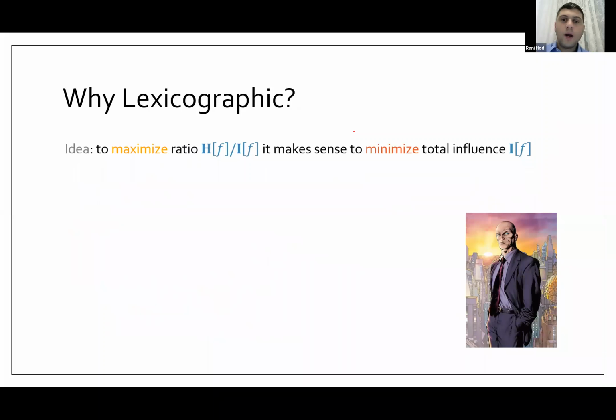So why should we care about lexicographic functions? What good do they bring to this world of entropy and influence? So it appears that they are very related to the total influence. If we want to maximize the ratio, want to find a counterexample or some function that gives a high ratio of entropy to influence, and we want the total influence to be as small as possible.